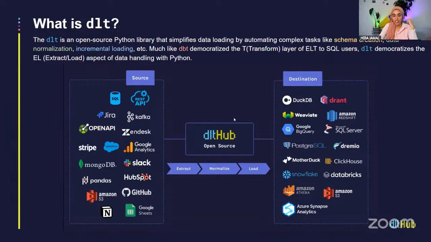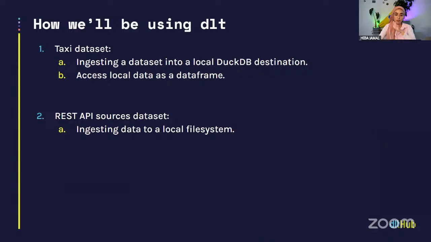So yeah, that's a bit on DLT. How we'll be using DLT is just for the data ingestion process, ingesting a data set into a local DuckDB destination, which is what we'll do in the Colab demo with the taxi data set. And then for the second one, we will be ingesting data to a local file system.